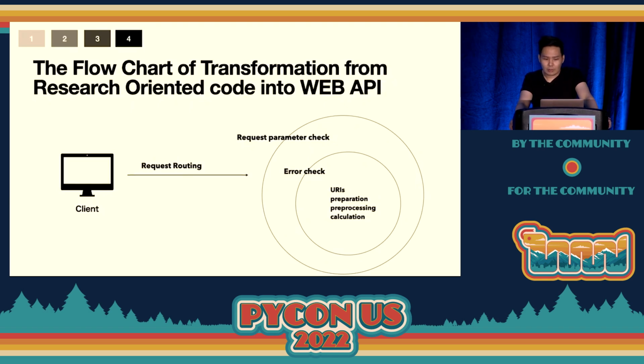In order to transform our research-oriented code into web API, we have to implement how to route requests, check requests, check errors, and the routing points, which are endpoints. So let me share the tips to implement request routing and URL.